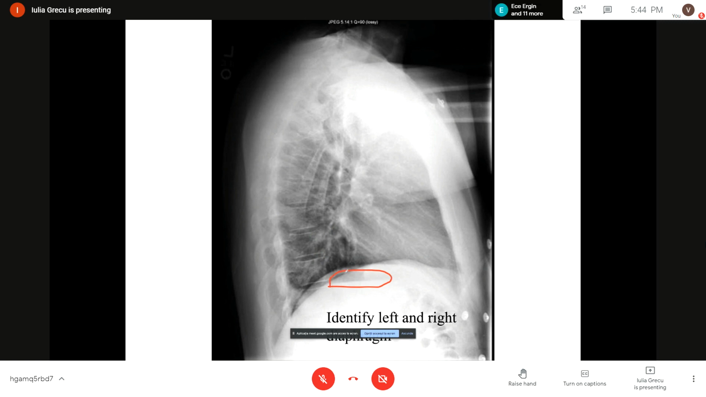So most probably, I'm trying to find an eraser. Oh, sorry.